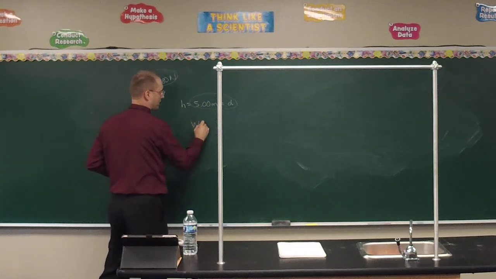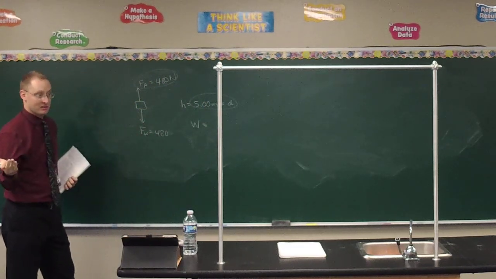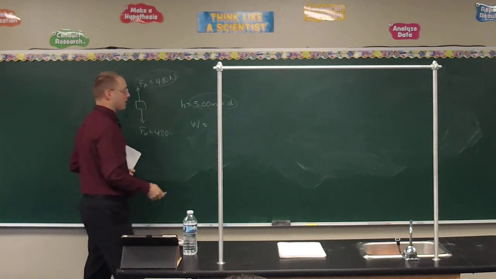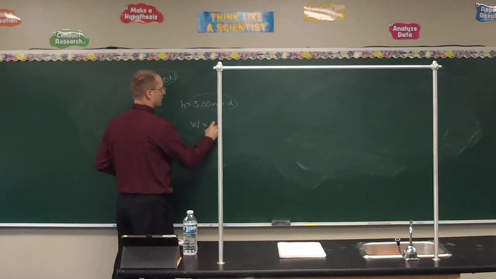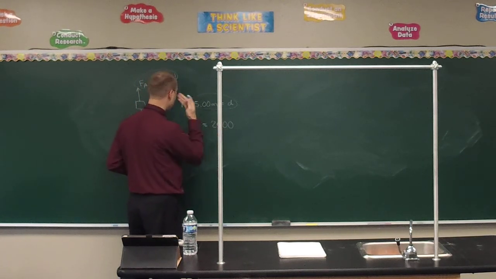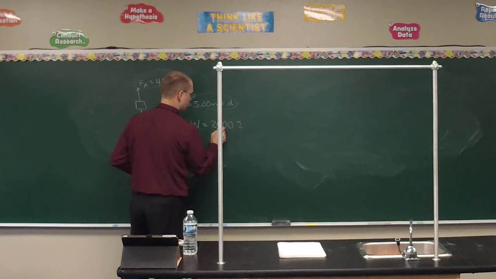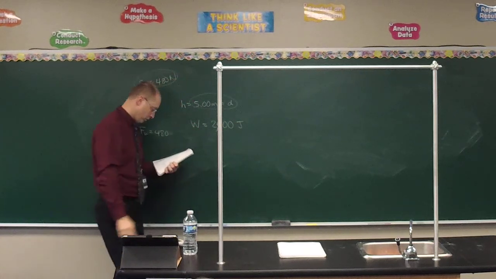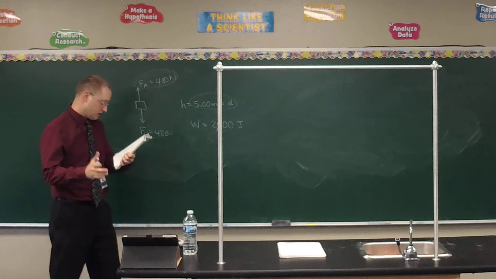So to find the work done, just multiply and we end up with 2,400 joules. 2,400 joules of work done. 2 sig figs is sufficient.